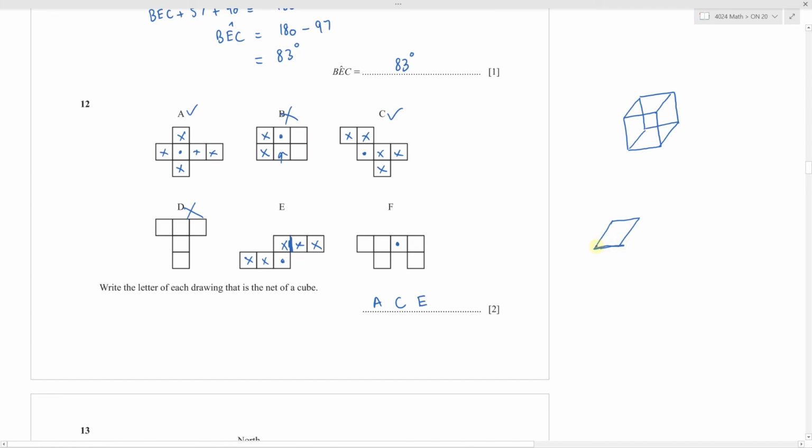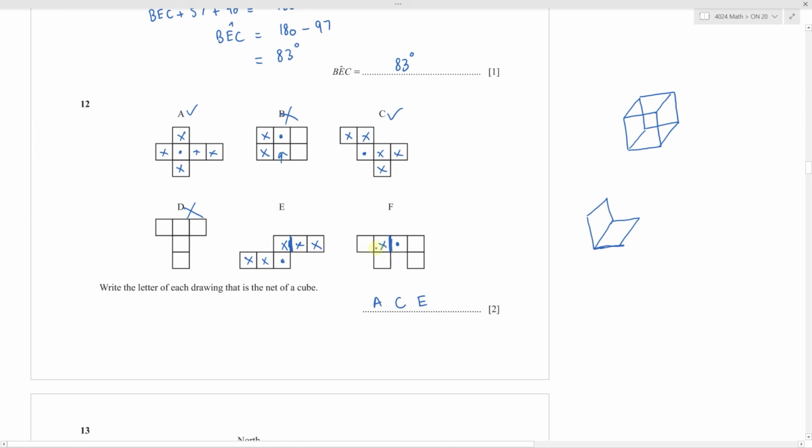So this is my floor. And then towards this side, I have a 1, 2, 3. So if I fold on this edge, this side, this will become my left face of the cube. So this will come here. So this is used up.